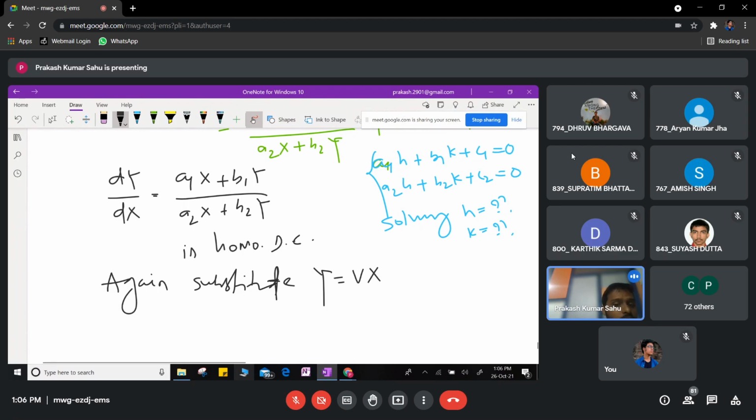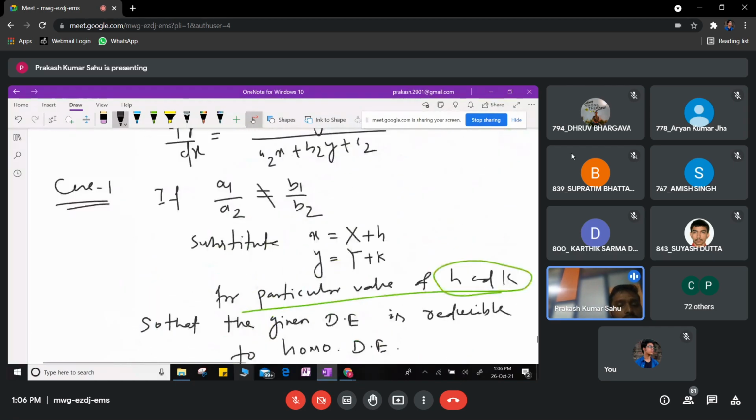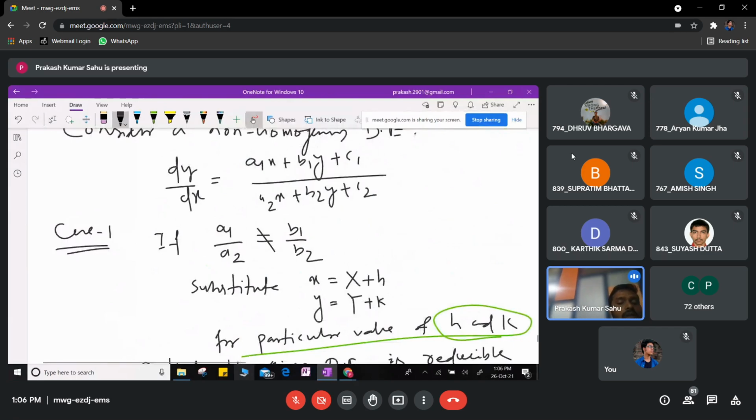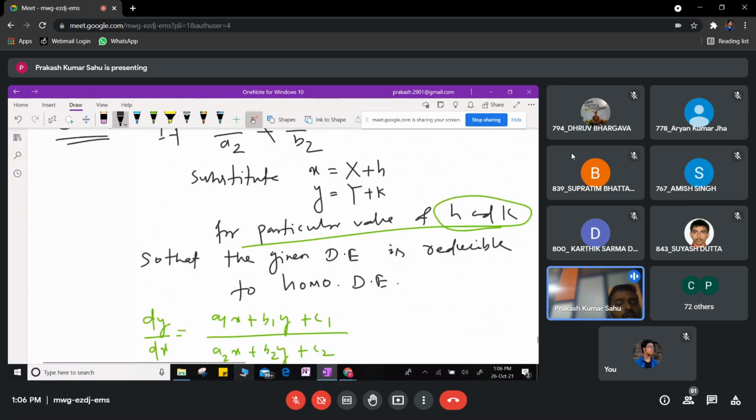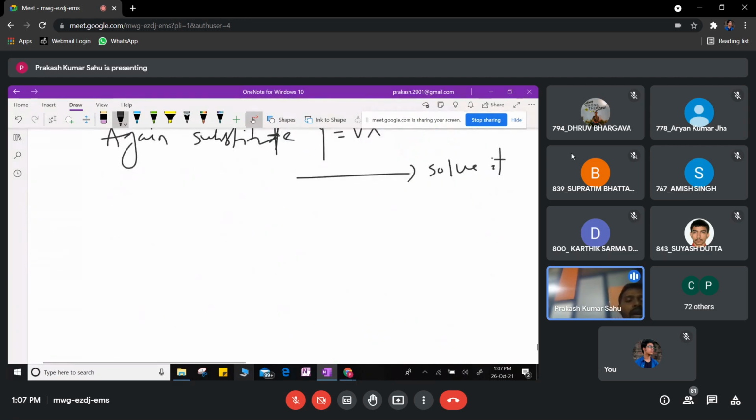And this is your case 1. Case 1 you can solve, yes or no? This is your case 1, when a1 by a2 is not equal to b1 by b2. In that case you substitute this, then the non-homogeneous differential equation is reduced to a homogeneous differential equation, which you can easily solve. So come to case 2.